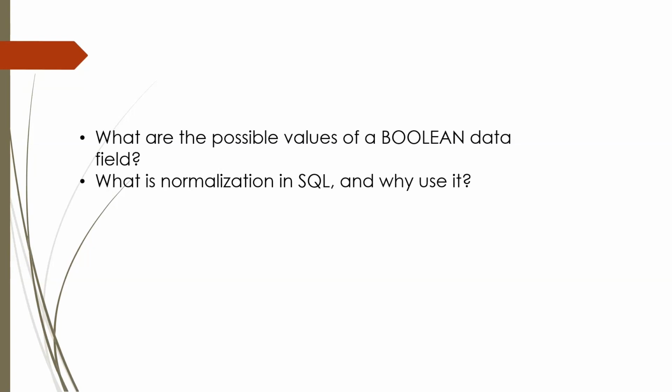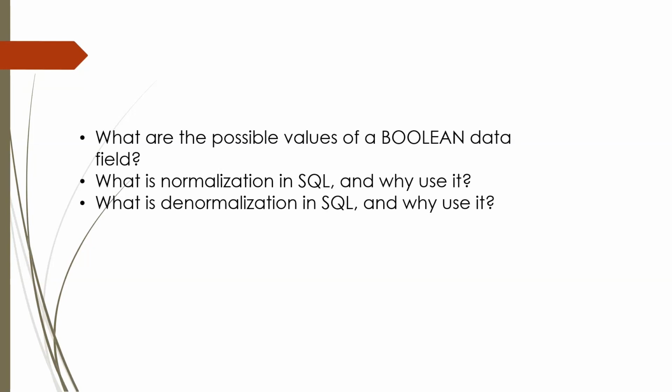This leads to enhanced data integrity, more tables within the databases, more efficient data access and security control, and a greater query flexibility. Next question is, what is denormalization in SQL and why do we use it? Denormalization is the process opposite of normalization. It introduces data redundancy and combines the data from multiple tables.